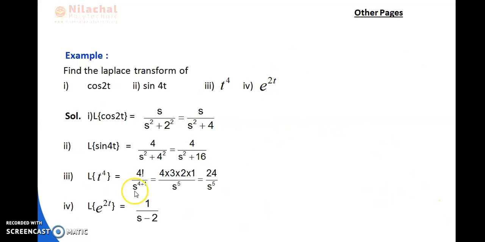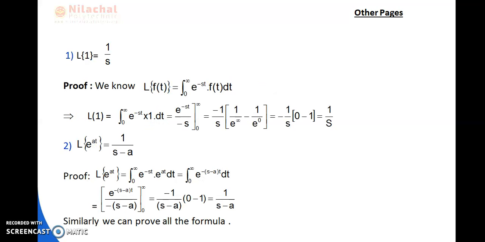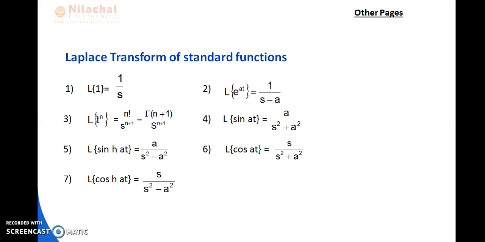Here is an example. Find the Laplace transform of cos 2t, sin 4t, t to the power 4, e to the power 2t. As you know, for cos 2t you have to remember Laplace of cos at. Here are the formulas: Laplace of sin at is a by s square plus a square, but Laplace of cos at is s by s square plus a square. This is the difference between the Laplace of sin at and cos at.